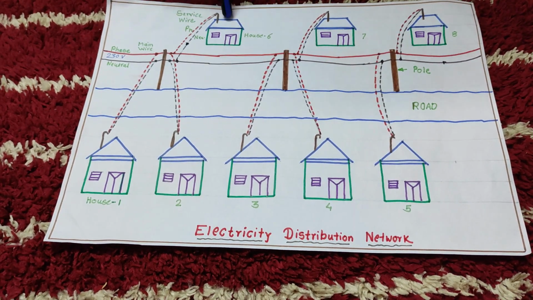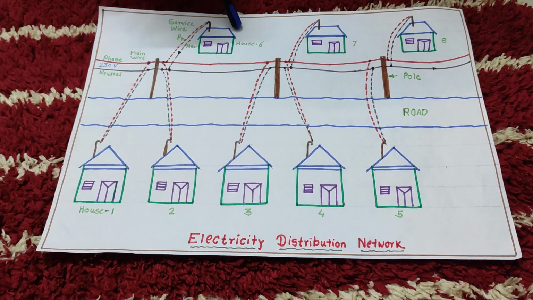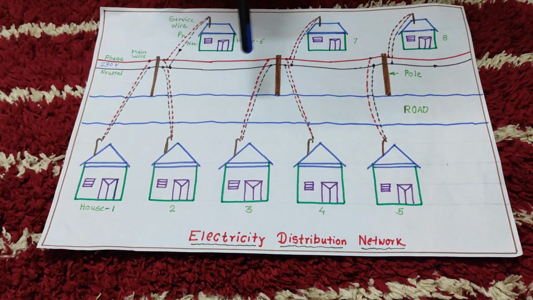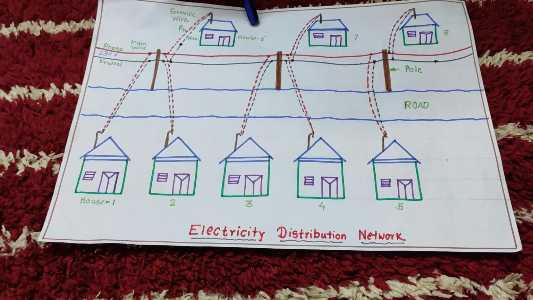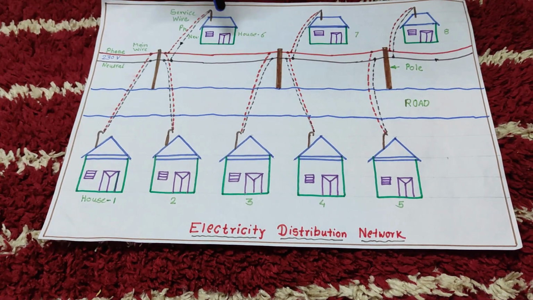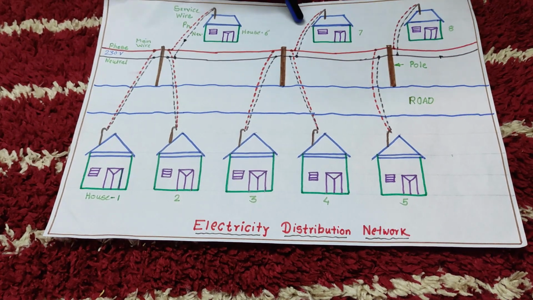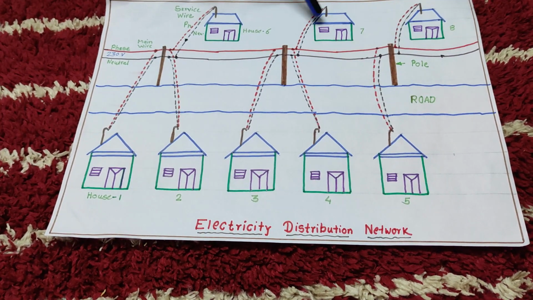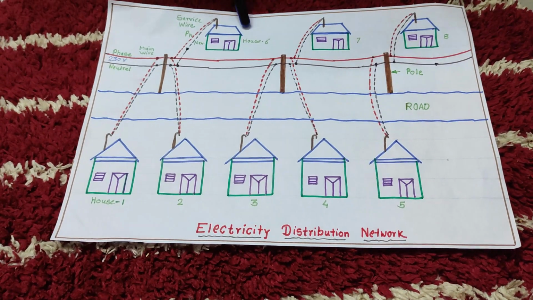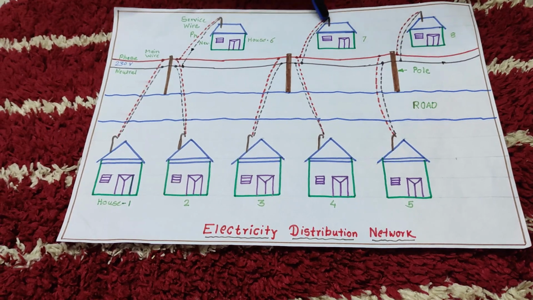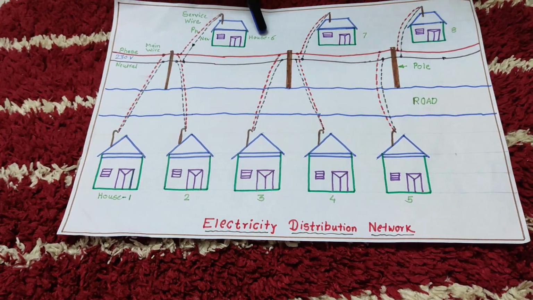If we want to cut the supply of any one house, it can be done without disrupting the supply of other houses. But this cannot be done in case of series. Even if there is a fault in any one of the houses, the other houses will receive the supply undisturbed. But if it was a series combination, then the other houses will not receive the supply as there would be a break in the circuit.